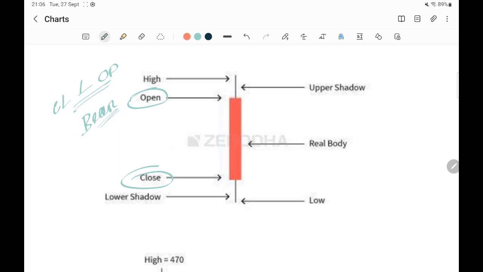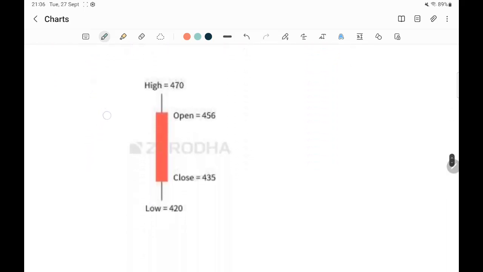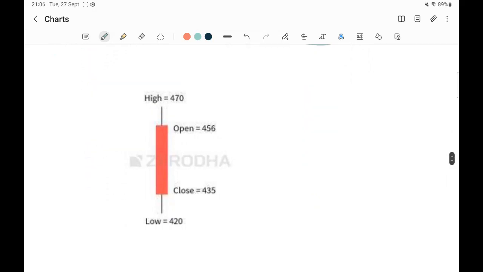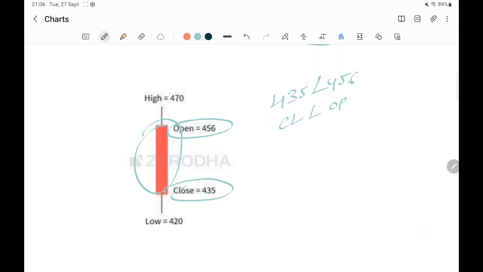Remember one thing: the high point and low point will be the same as in the case of the bullish candle. Take the example of what is happening here. On that particular date, the stock opened at around 456, but it closed at around 435. So 435 is smaller than 456, meaning the closing price is smaller than the opening price. Due to that, the red candle is formed. The high point on that date is 470 and the low point is 420.